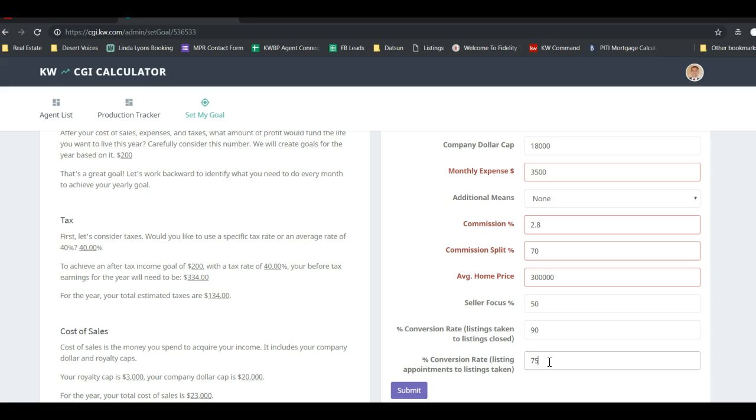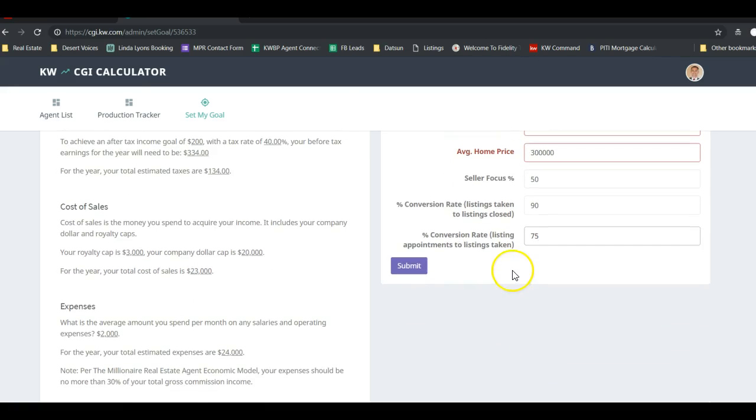And then listing appointments to listing tickets. How many appointments do you go on before you get that signed listing contract? I would say 75 is probably pretty accurate. Okay, 75%. If you don't feel accurate with these, go conservative. A brand new agent that's going to go out on a lot of listing appointments may be better served to put 50% in there, so they have at least a good goal number to go by. They definitely don't want to overestimate themselves and come up short of their goal even though they hit their numbers.